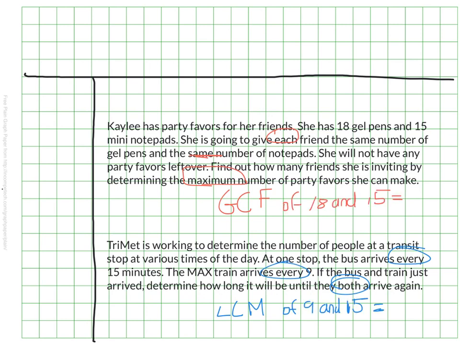If I were to work through these problems, I would find out that the greatest common factor of 18 and 15 is 3. So Kaylee would have 3 friends over, and they would each get 6 gel pens and 5 mini notepads. That's a lot per person.